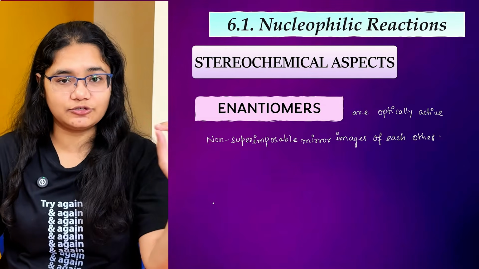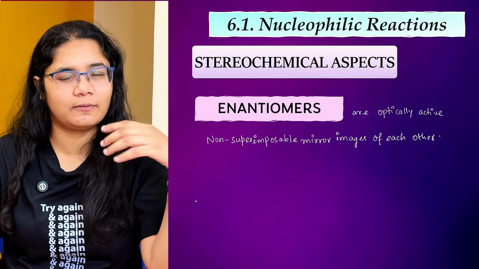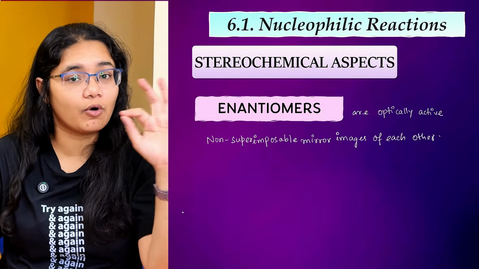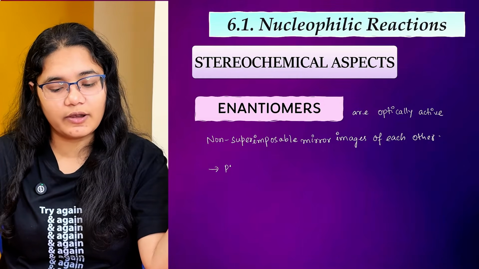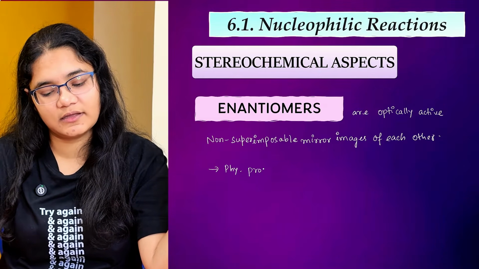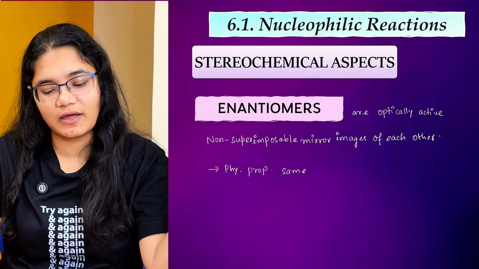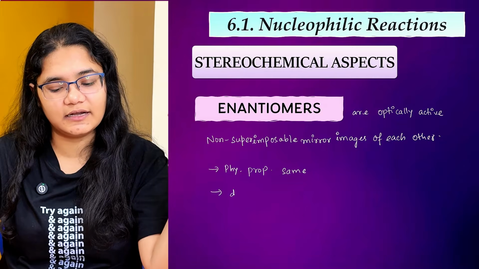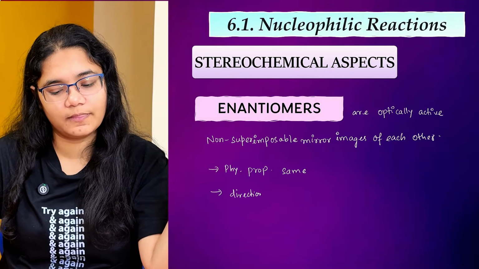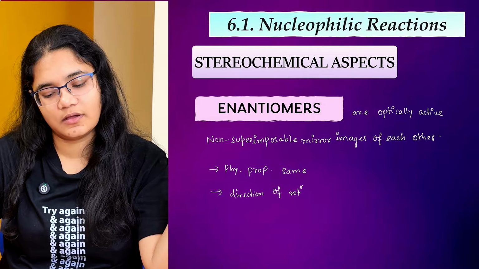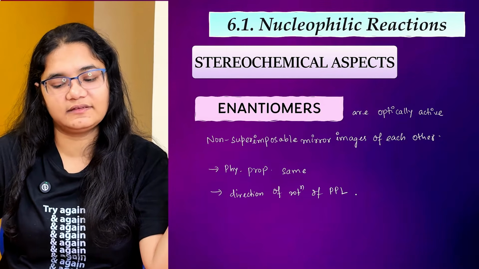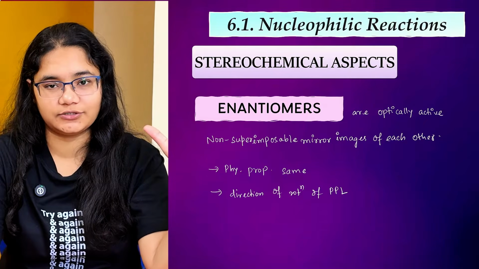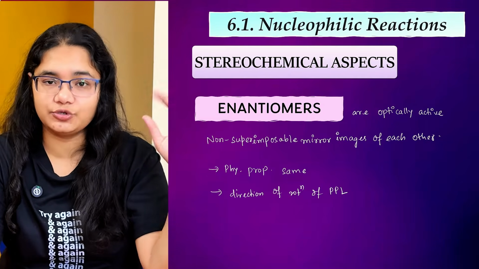Now see, these enantiomers have all the properties the same, okay. Their boiling point, melting point, density, weight, mass, everything is the same. All their physical properties are the same. But there is one physical property which is different, and that is the direction of rotation of plane polarized light, okay. So if one is rotating clockwise, the other will rotate anti-clockwise, and these two pairs are called enantiomers, okay.